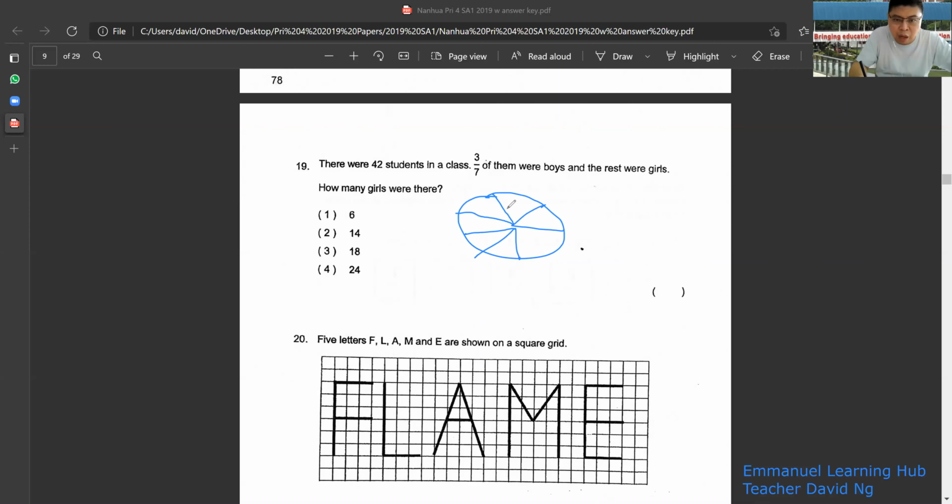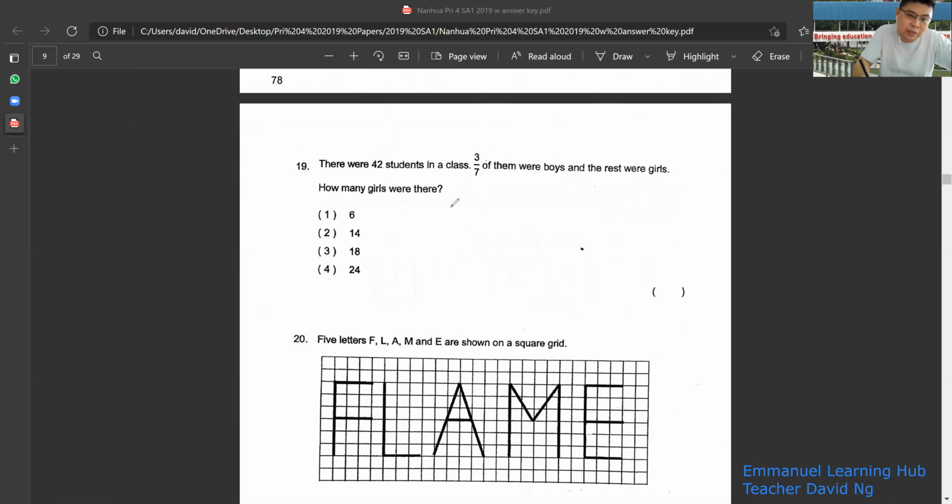3 over 7 are boys. Okay, these are the boys. So left with how many? What is the fraction that are girls? 3 over 7? No. Fraction that are girls. 2 over 7? No.